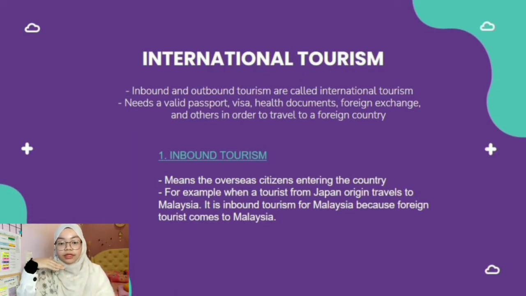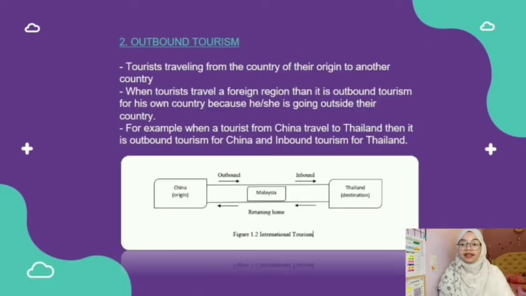Inbound tourism means overseas citizens entering the country. For example, when a tourist from Japan visits Malaysia, it is inbound tourism for Malaysia because a foreign tourist comes to Malaysia. Next is outbound tourism. Outbound tourism is when tourists travel from their country of origin to another country. It is outbound tourism for their own country because they are going outside their country. For example, when a tourist from China travels to Thailand, it is outbound tourism for China and inbound tourism for Thailand. This figure shows the international tourism flow.